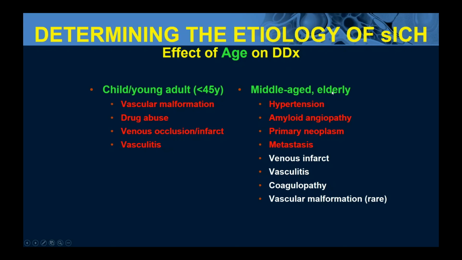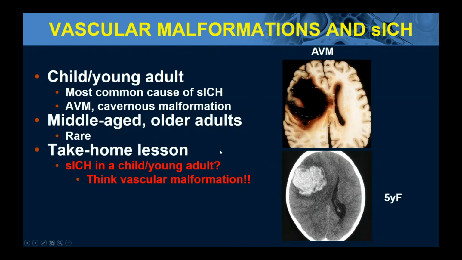Middle-aged and elderly patients, hypertension is number 1. Amyloid angiopathy, which is an age-related thing, is probably number 2. And neoplasm, either a primary brain tumor or metastasis. And we're going to talk about those in lecture number 2. So if you see a child or young adult with a spontaneous brain bleed, they do get vascular malformations, rupture, and give you brain bleeds.